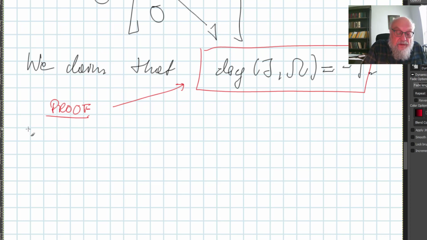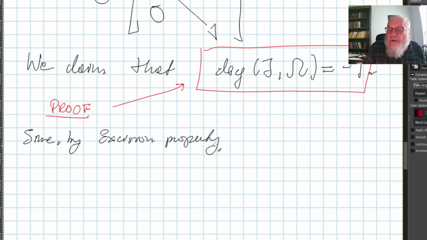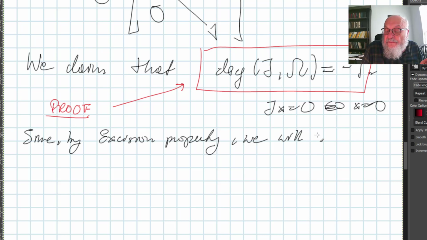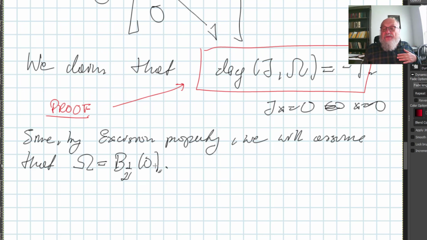Since by the excision property, we have, remember, J of x is equal to 0 if and only if x is equal to 0. We will assume that my omega here is equal to the ball of radius 1/2 centered at 0. Very good.